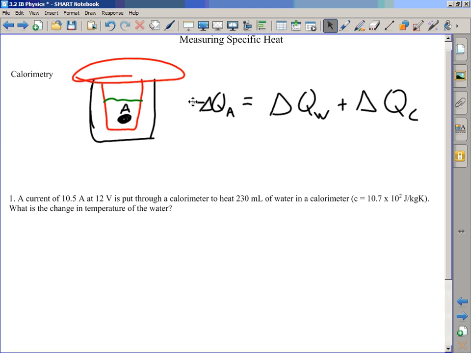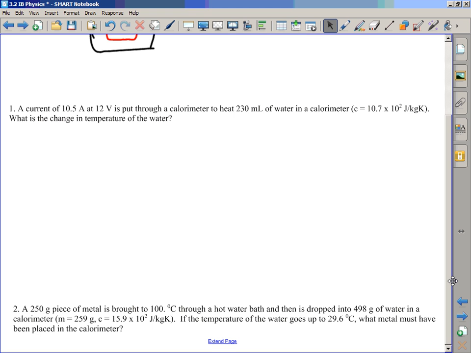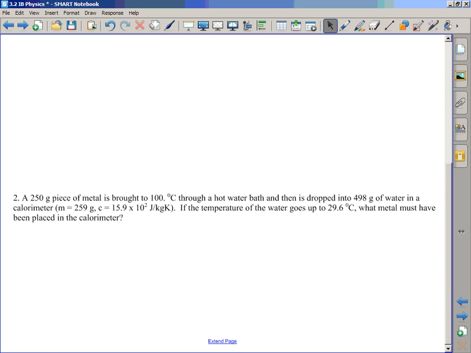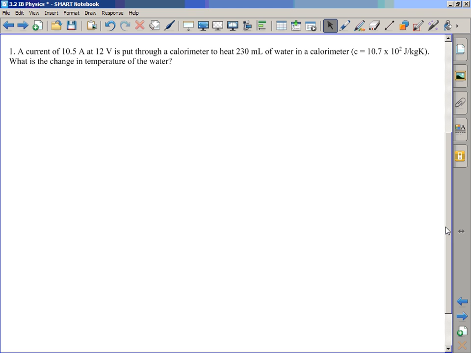So two methods, a direct method and an indirect method for measuring the specific heat of something. The direct method. I want to measure the specific heat of a liquid. Current 15 amps at 12 volts is put through the calorimeter to heat 230 milliliters of water in a calorimeter. And what is the change in temperature of the water?